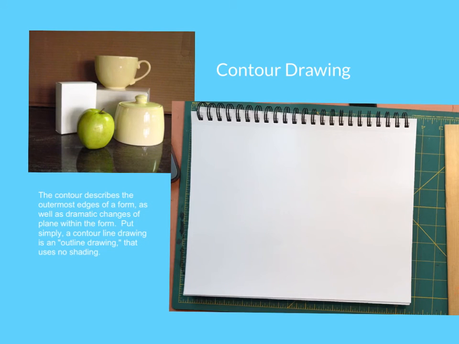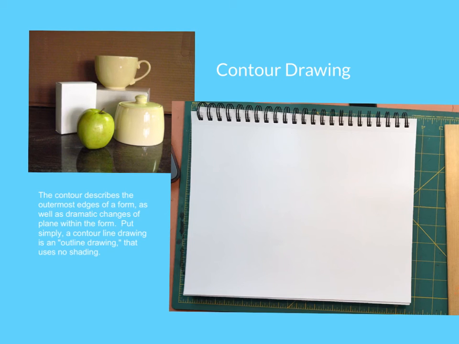Once you've chosen a photo, you're going to create a contour drawing. A contour describes the outermost edges of a form as well as the dramatic changes of the planes or surfaces within the form. But put simply, a contour drawing is a line drawing that's an outline, kind of like a coloring book page, and it doesn't use any shading.